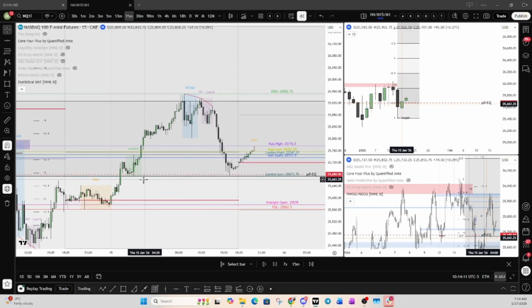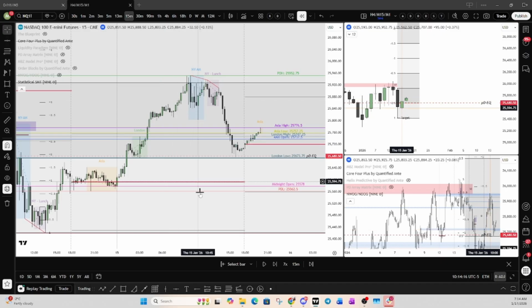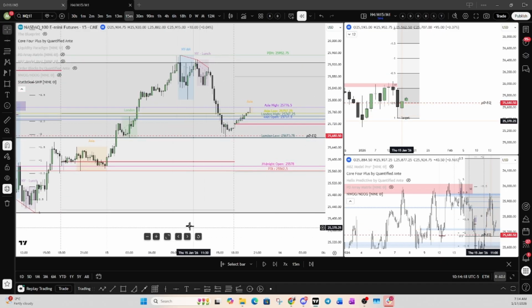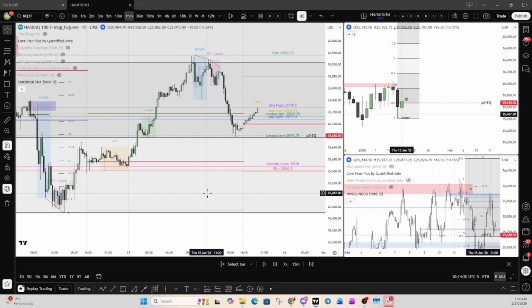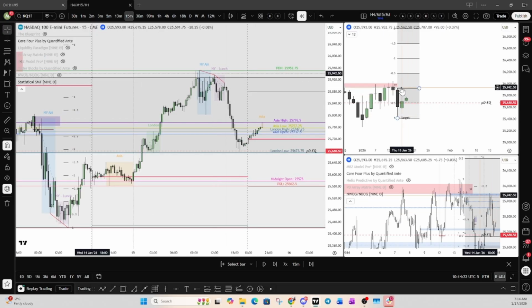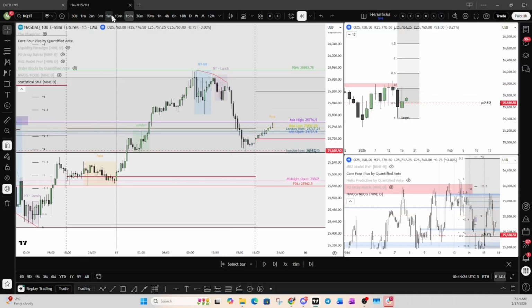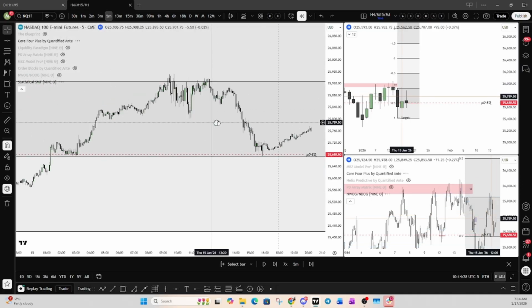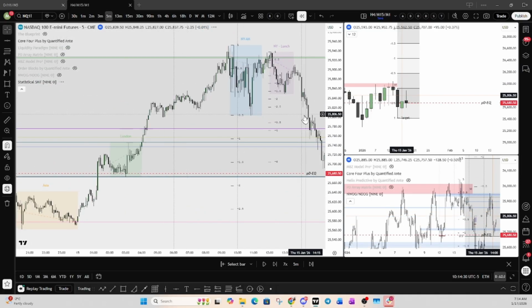So we got to London low almost. So we're not getting that deeper target, and I'm okay with that too, because I'm maybe not always expecting a massive move. But if you could have formed something on a smaller time frame here, with the 5-minute.